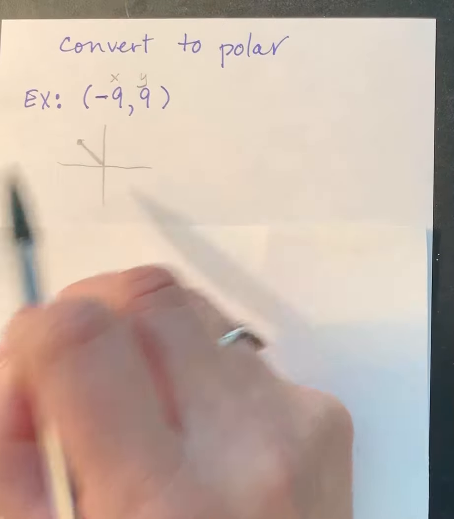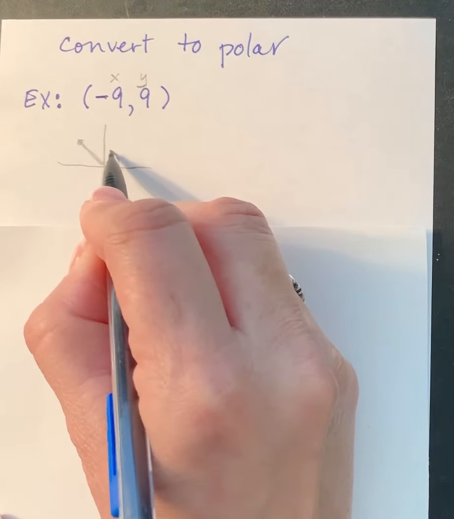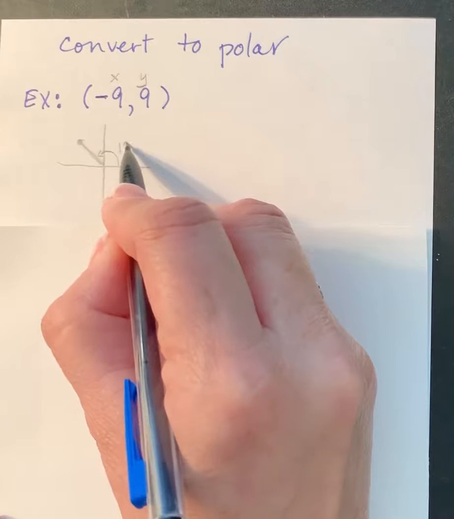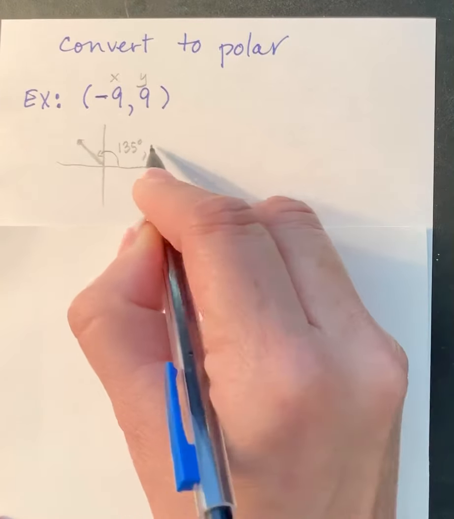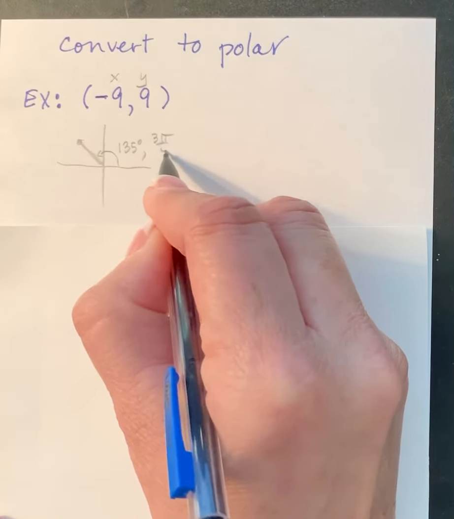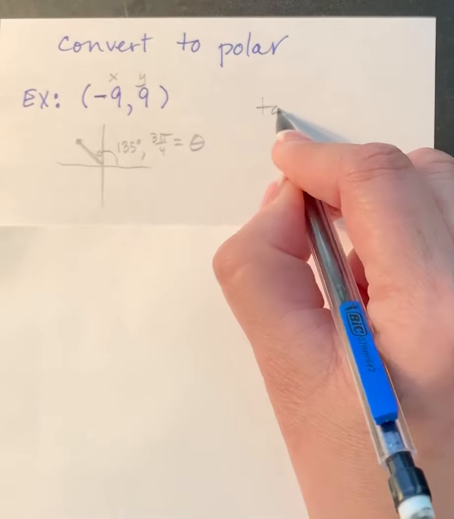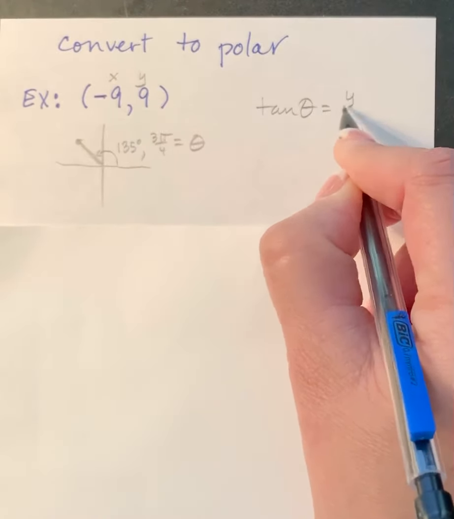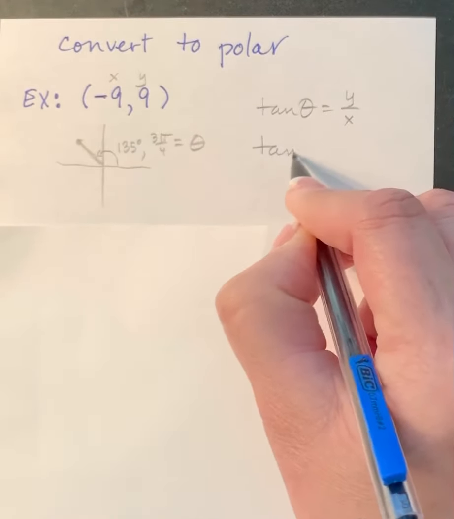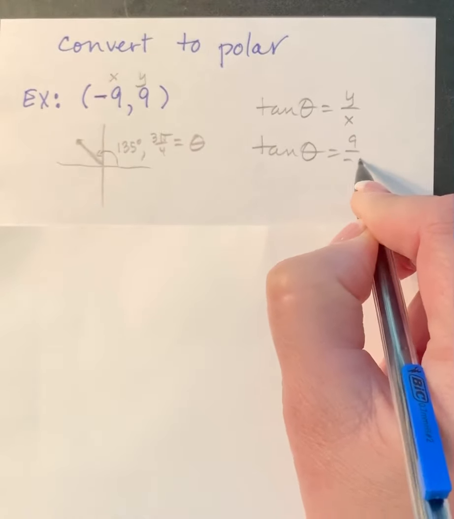You know if it's right in the middle of quadrant 2 that you can use the angle to be in degrees, 135, or in radians, 3 pi over 4. That can be your theta. So you don't necessarily have to overcomplicate this. You can do that the tan of theta is equal to y divided by x. The tangent of theta then would be 9 divided by -9.